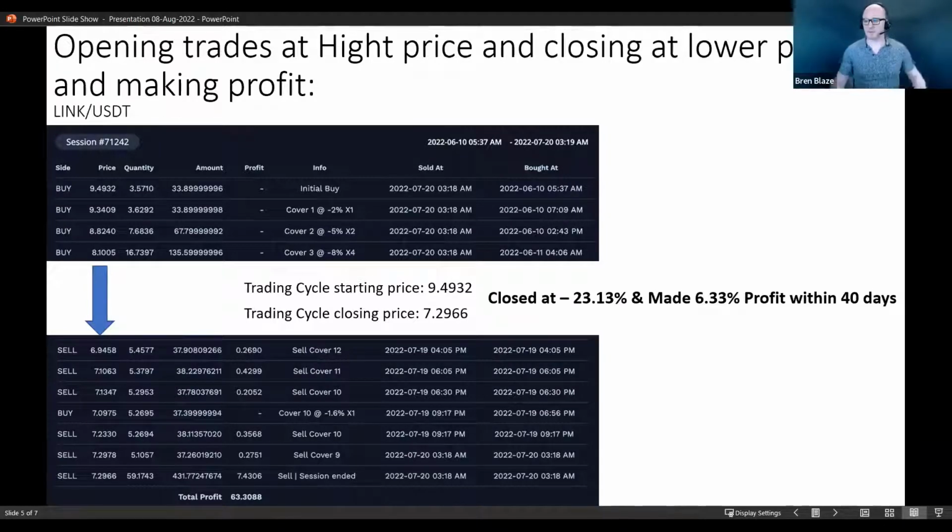So, I mean, go out there, use Pionex, Binance, KuCoin's trading bot. They have an isolated Eazybot.